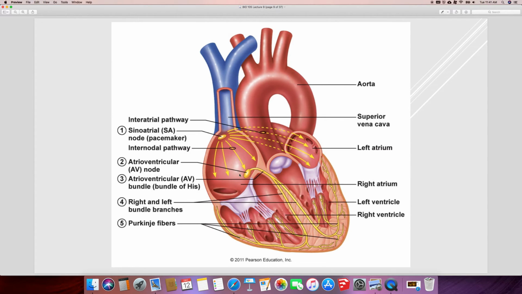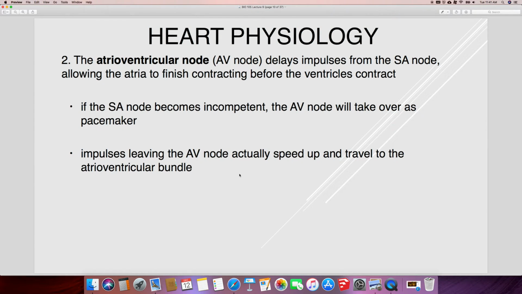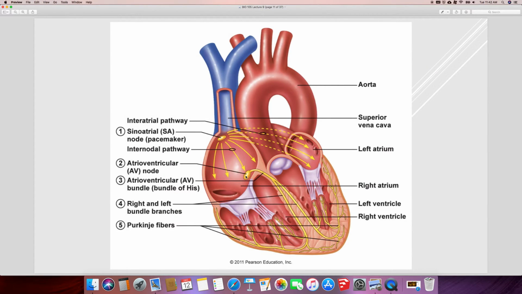AV node, down here. Okay, and the AV node, its big job is to delay the impulses from the SA node. So it receives these impulses, and it tells the impulses to slow down, and that allows the atria to complete their contraction before the ventricles start to depolarize, because we do not want the atria and ventricles contracting at the same time, or else we wouldn't be pushing blood anywhere. So we want the atria to contract first and then the ventricles, and the AV node is very important for slowing those impulses. Now after the AV node, we send impulses into the AV bundle, or the bundle of His.